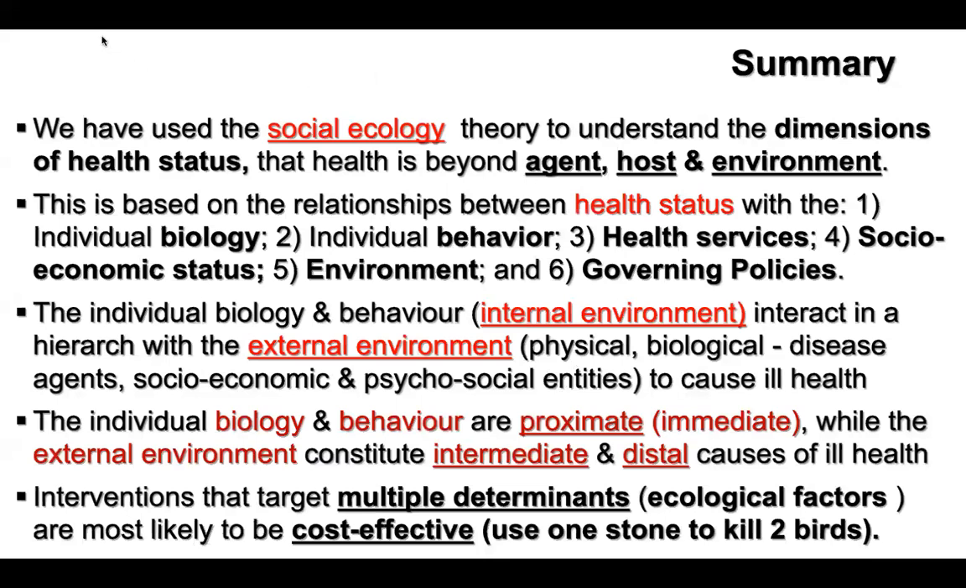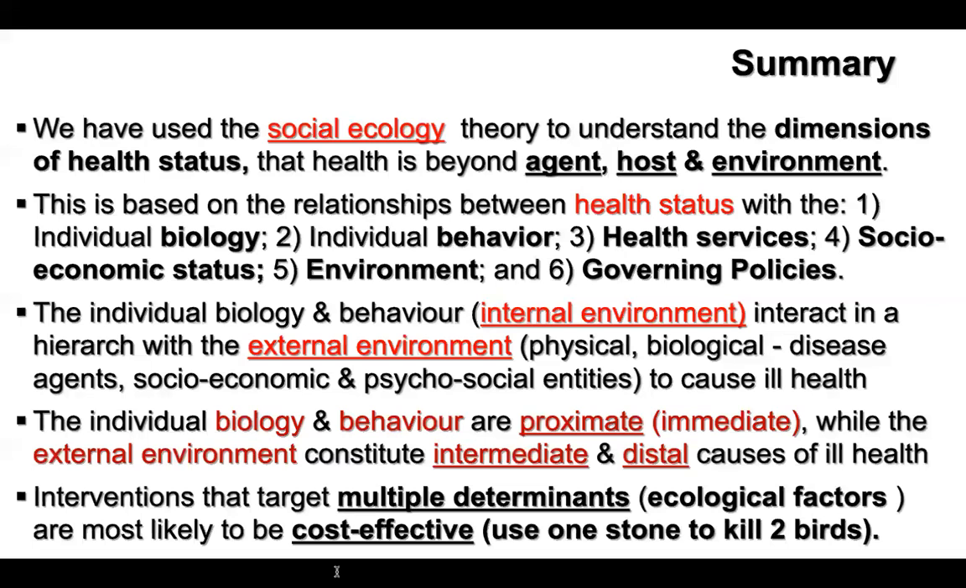in summary, if you forget everything we've talked about today, we have used socioecology theory to understand different dimensions of health status. There's an agent that causes a disease, there's a host that receives the disease, and there's an environment that modifies how we respond to this disease. And this is mainly based on the relationship between the health status of a person and these different six factors. But today, we've primarily spoken about individual biology and some individual behaviors, which was a component of biological determinants. We did not talk strongly about health services or economic status or environment or policies. We just brushed through those components.